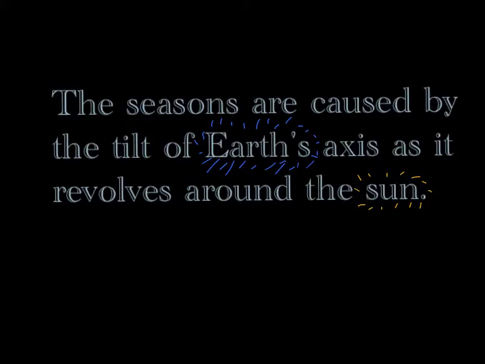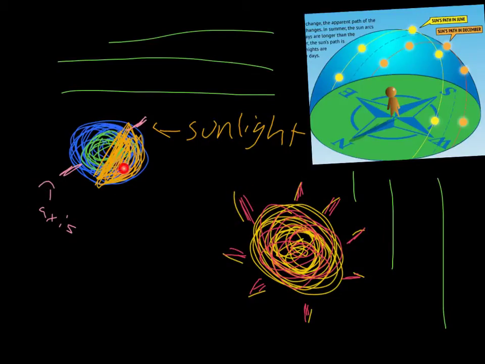The seasons are caused by the tilt of Earth's axis as it revolves around the sun. In this area, it's summer because its sunlight is directly hitting that part of the Earth, which makes it hotter for the people that live there because most of the sunlight is concentrated on them, and the sun is in the sky for longer. On the other half of Earth, it's winter because the sun isn't hitting that half of Earth as directly, and the sun is in the sky for shorter.